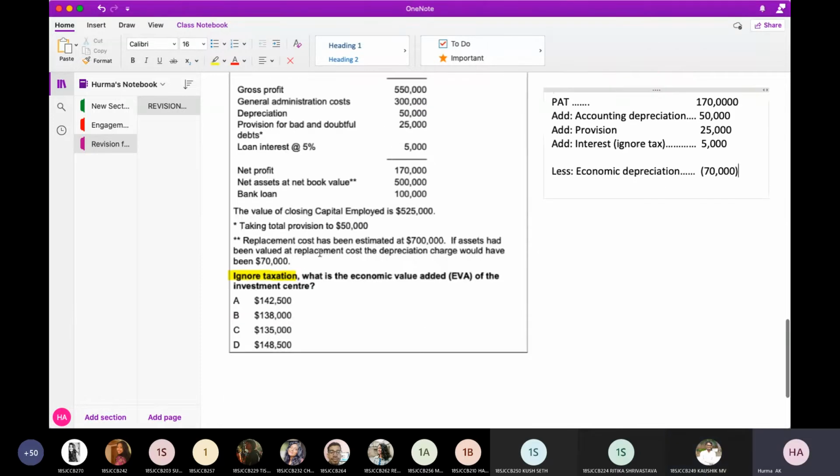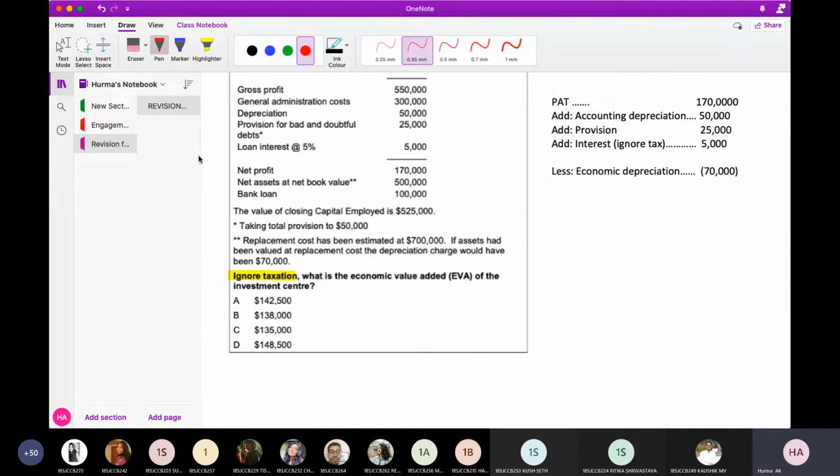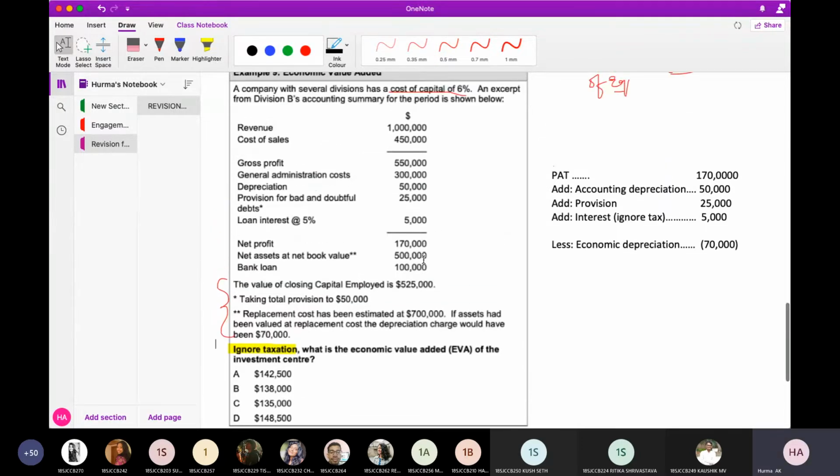These are all your adjustments. They would have told you. Sometimes they directly tell you accounting depreciation is so much. Whatever is there in your profit and loss statement is the accounting depreciation. So this is your profit and loss statement. Correct? This much is your profit and loss statement. So what you see here is the accounting depreciation. That's how you figure it out.